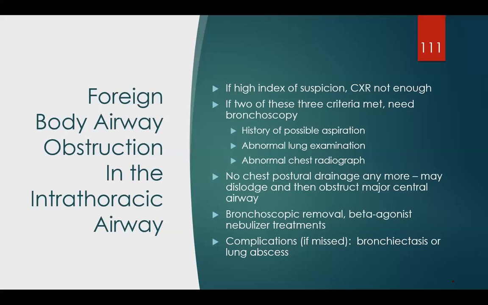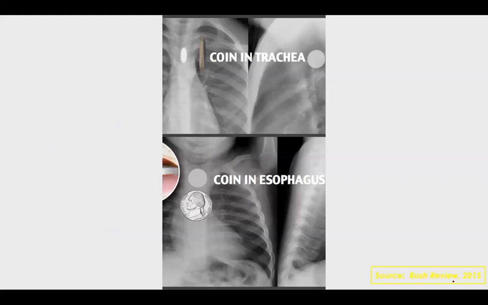High index of suspicion. X-ray is not always enough if we're really concerned or we have a really good story for something in there. There can be a history of aspiration. We're going to do these x-rays where we basically x-ray them from the throat to the stomach. No chest postural drainage anymore. They used to do that. They used to try to change their position and drain it out, but they don't do that. Now they do the rigid bronchoscopy because you can obstruct a major central airway. Bronchoscopic removal is going to happen with the rigid bronchoscopy.